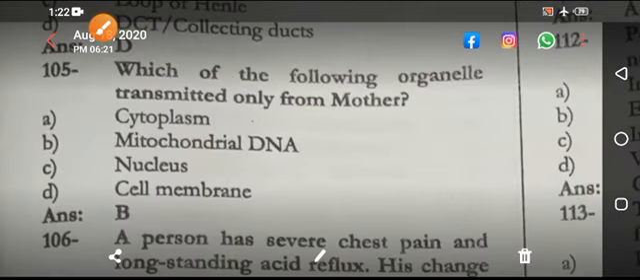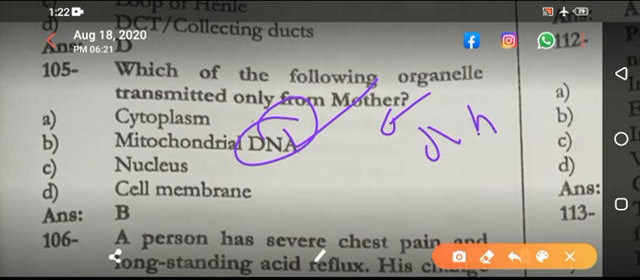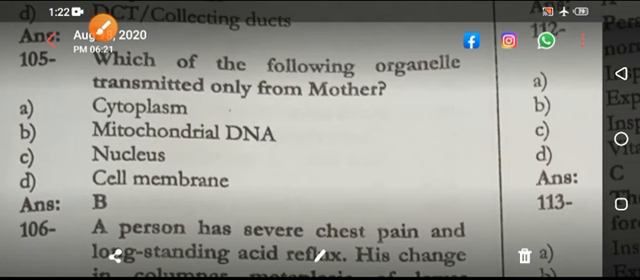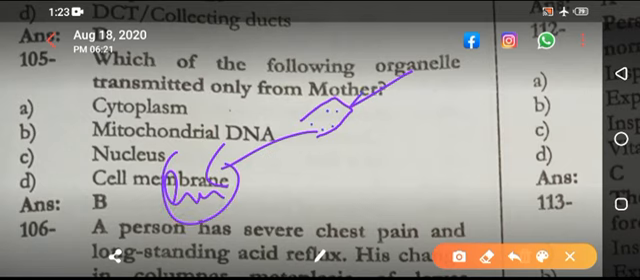Coming next, which of the following organelles is transmitted from the mother? That is mitochondrial DNA, transmitted from the mother, that is from the ovum. Because if this is the sperm, it sends only its genome, and the rest of the DNA and the other things lie outside.